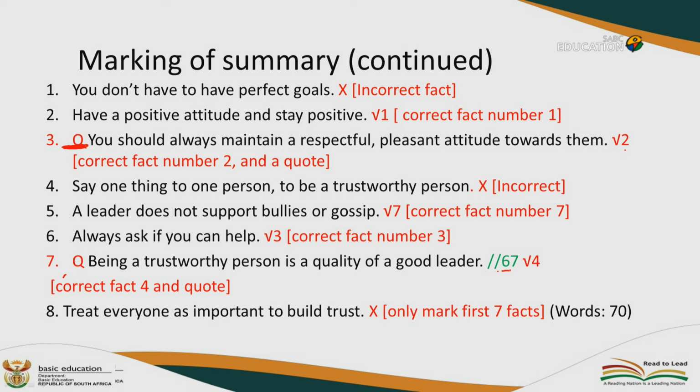There's another one, because this is a marking summary. We'll always have all the facts that come from the extract. So this is number 8. Treat everyone as important to build trust. We don't have that one. That cannot be how to be a good leader. So this one is wrong.